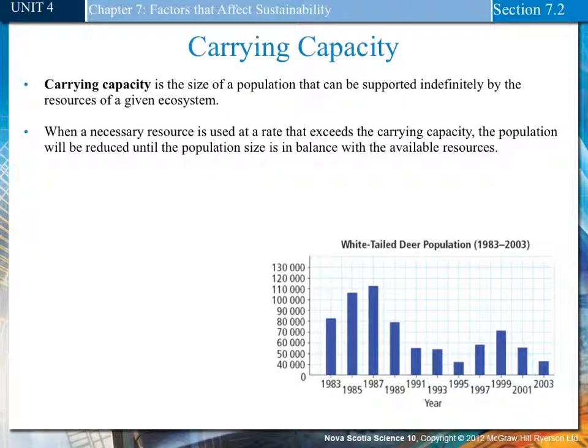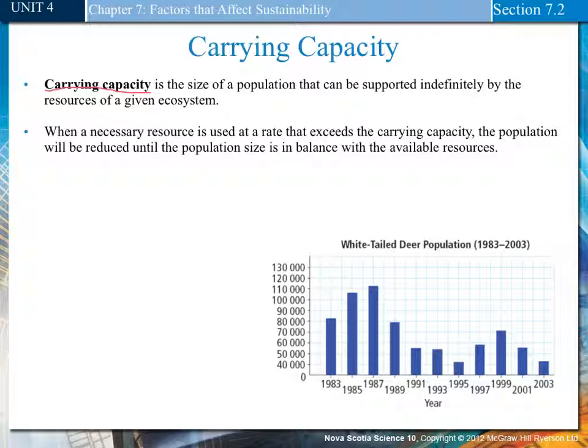Carrying capacity. Carrying capacity is the size of a population that can be supported indefinitely by the resources of a given ecosystem. When a necessary resource is used at a rate that exceeds the carrying capacity, the population will reduce until the population size is in balance with the available resources.